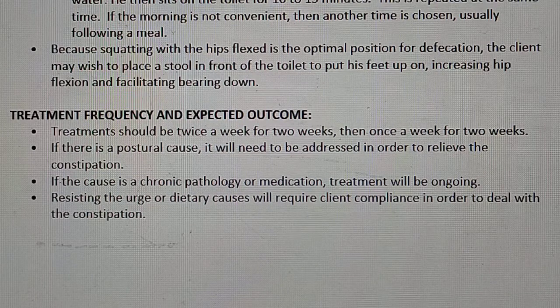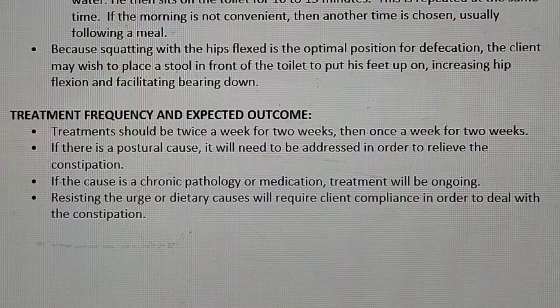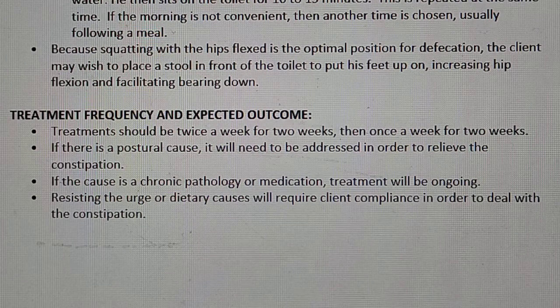If the cause is chronic pathology, a condition or disease that has been there for a long time, or if the cause of constipation is medication related, as I mentioned in the health history, what medication can trigger constipation, then treatment will be ongoing. So with this, the treatment should be ongoing, okay? And resisting the urge or dietary causes will require client compliance in order to deal with the constipation.